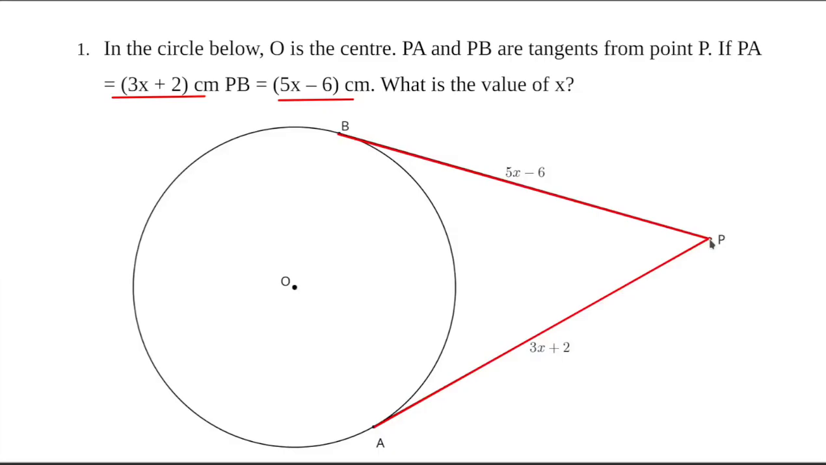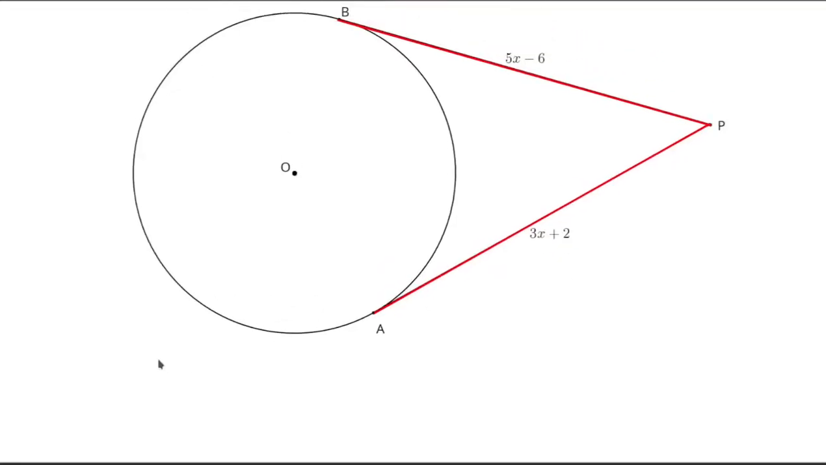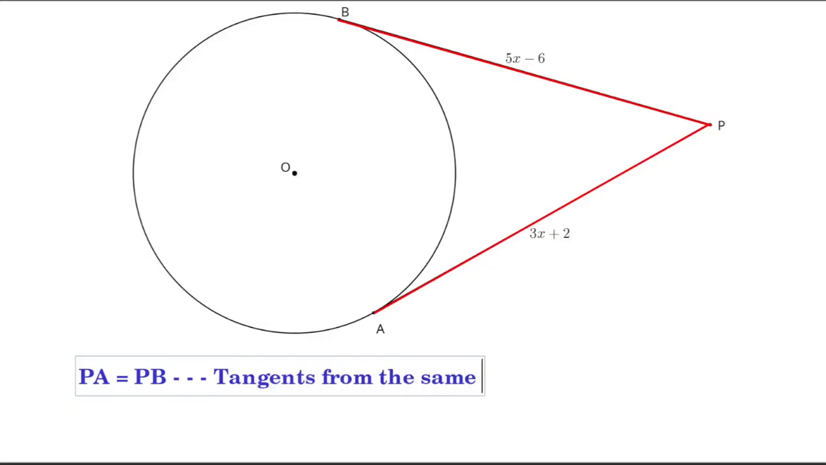How are you supposed to find x from this one? So to find the value of x in this one, all you are going to do is to recall the theorem. You have an external point P, and then these tangents are starting from the same point. So what's happening here actually is that tangent PA is equal to tangent PB. What's the reason for this? These are tangents from the same external point.